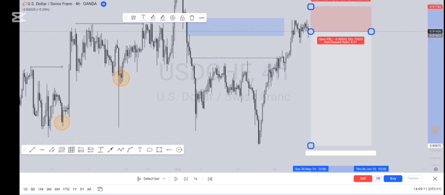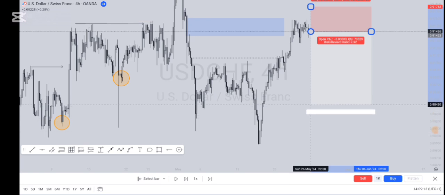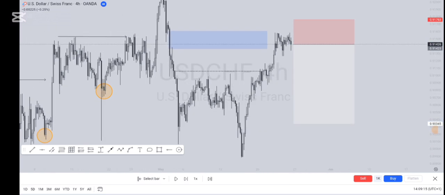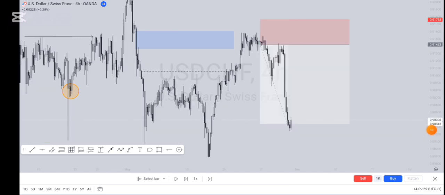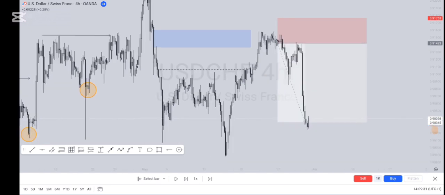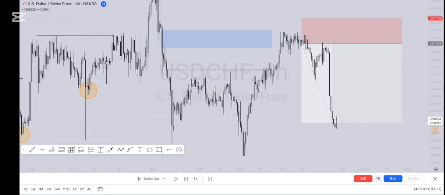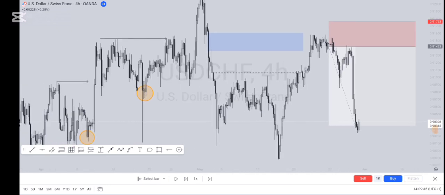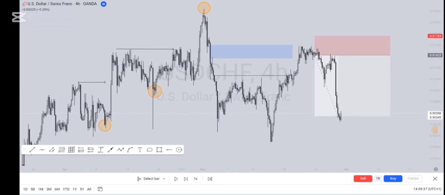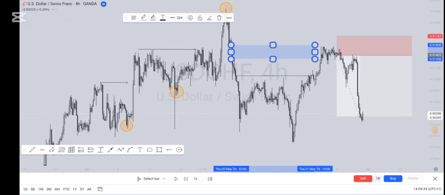Or maybe I don't want to be greedy. Let me not be too greedy. My take profit should be here, just in case the market wants to misbehave. So let's see what the market did after that. It went straight down. The market just respected that zone and went straight down. You understand? So that is how you find your change of character or your market structure shift.